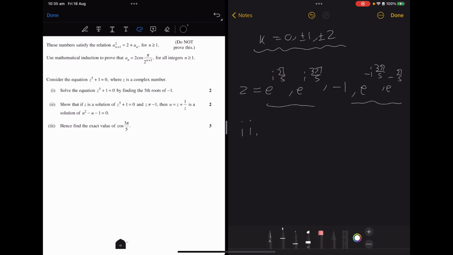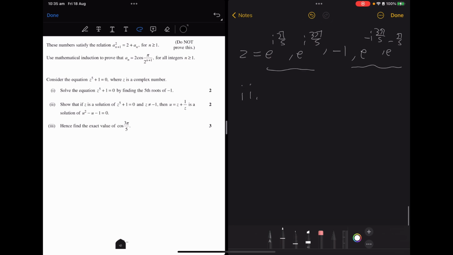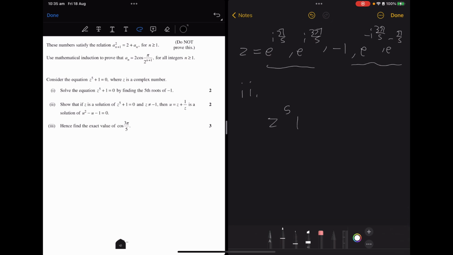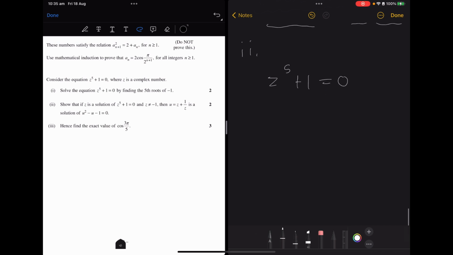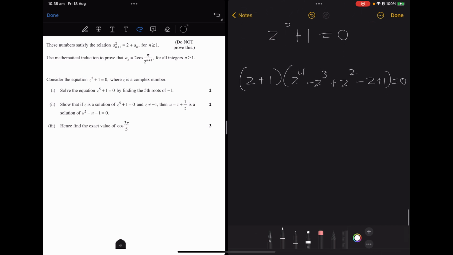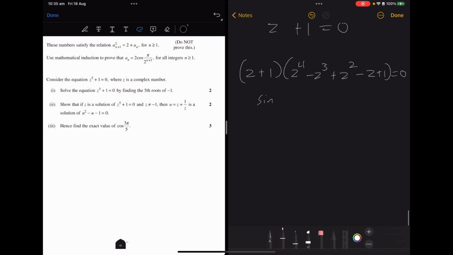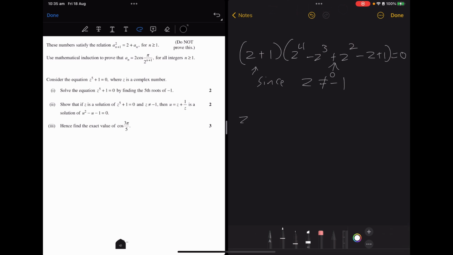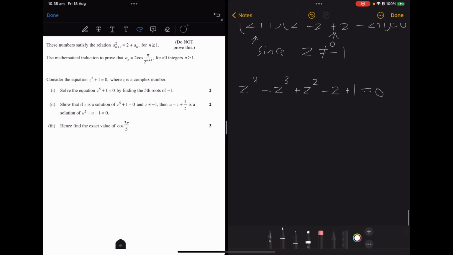What you need to do first is understand what z to the 5 plus 1 can be factorized into. That can be factorized into z plus 1 times z to the 4 minus z cubed plus z squared minus z plus 1, all equals 0. And since z is not equal to negative 1, that first factor can't be 0. That means this bit has to be equal to 0. So we have z to the 4 minus z cubed plus z squared minus z plus 1 equals 0. Bit of a long one.